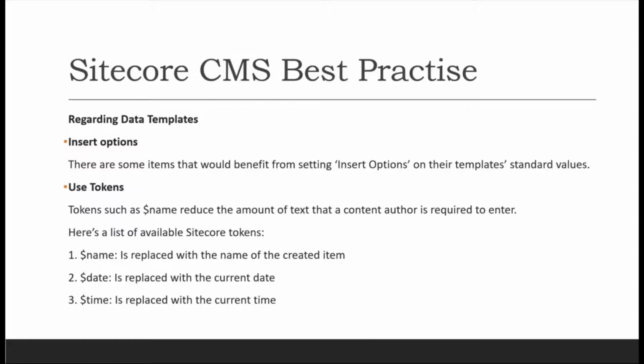Another one is, as far as possible, use tokens in standard values. This avoids manual entry of name, date, and time. The tokens are basically $name, $id, $date, $time. $name is replaced with the current name of the item, $date is replaced with the current date, and $time is replaced with the current time. So as far as Sitecore is concerned, use tokens rather than the content editor going and entering the name, date, and time manually.